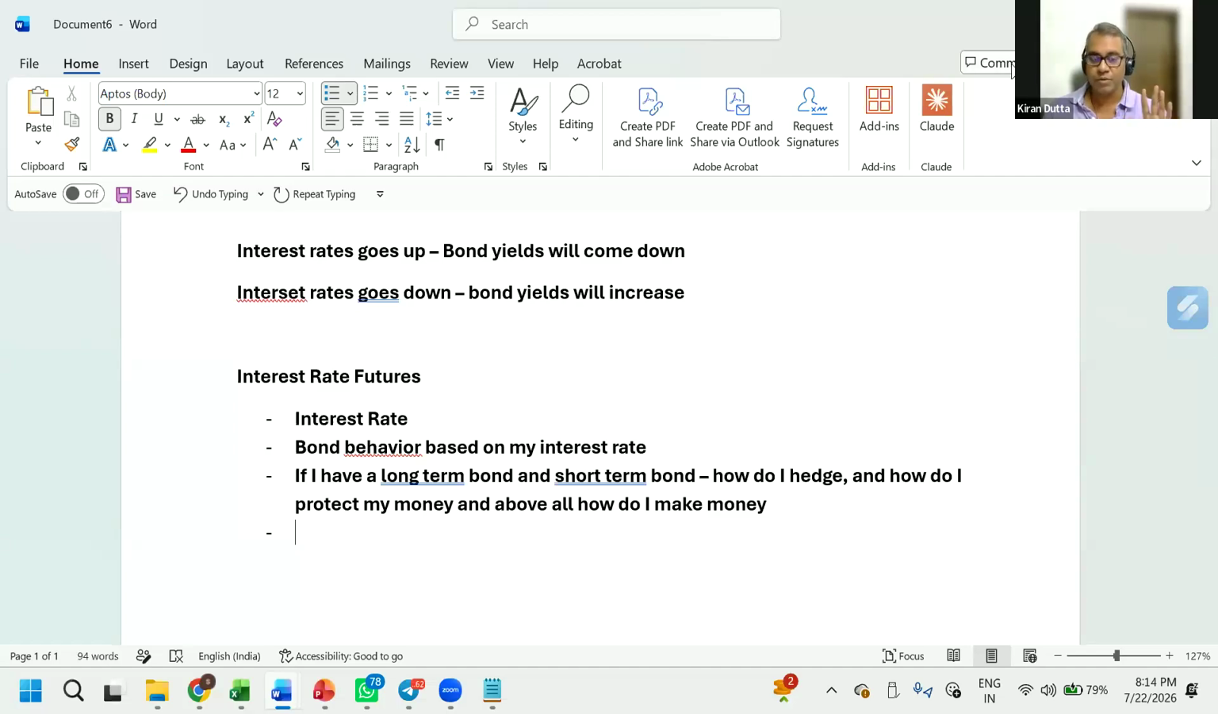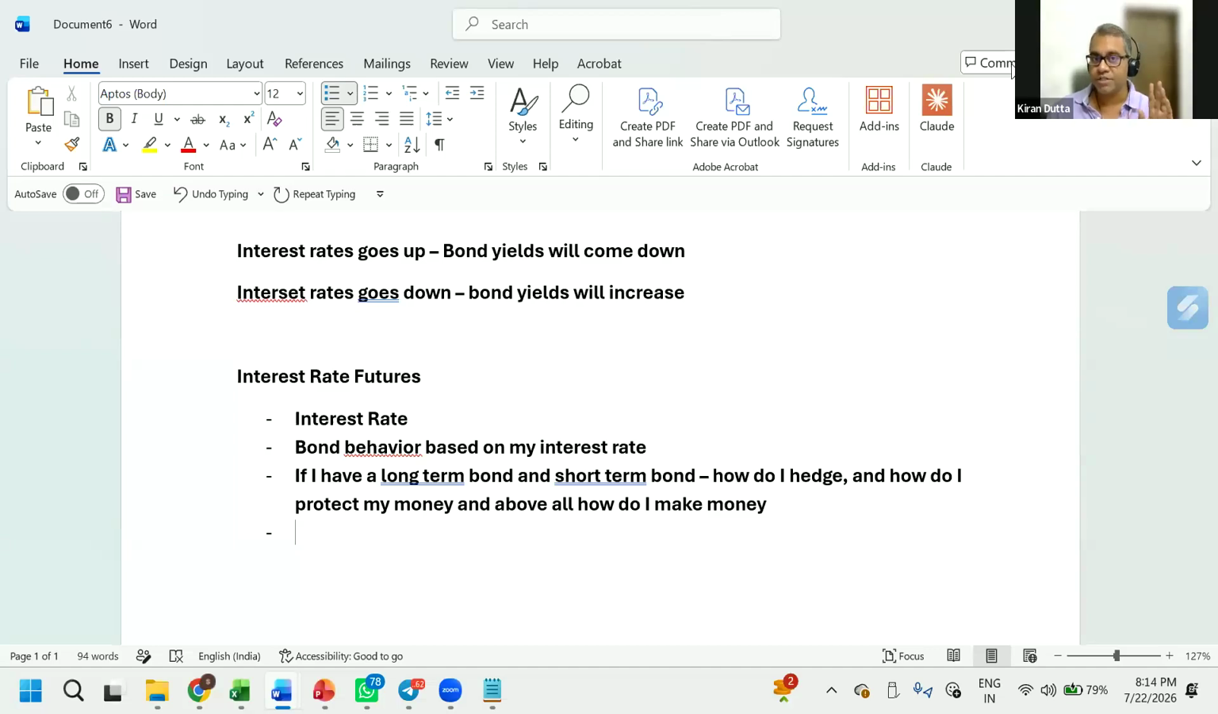What is interest rate futures? This whole chapter is completely dependent on interest rate. Based on interest rate, my bond behavior will change, right? Like if I have a long-term bond and a short-term bond, we'll see one example just for your understanding. Say T91 and GSEC, what is going to happen in terms of my bond behavior, my yields?